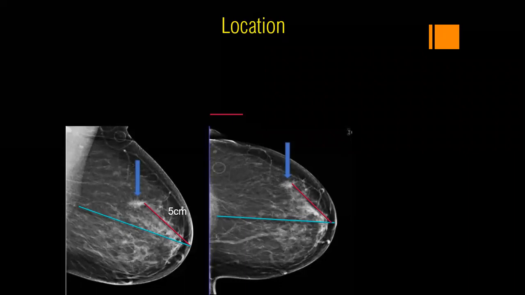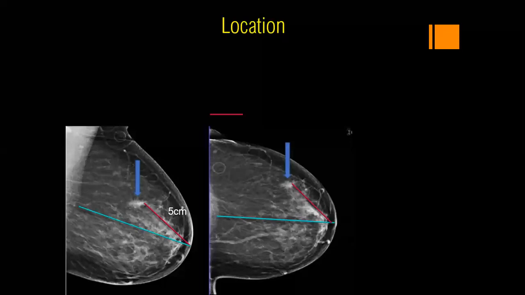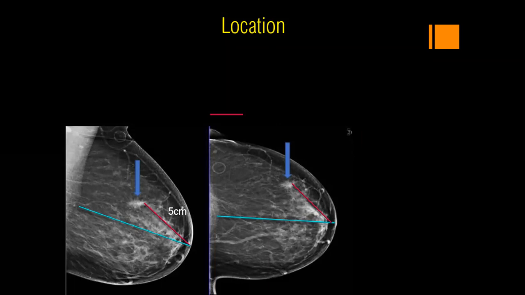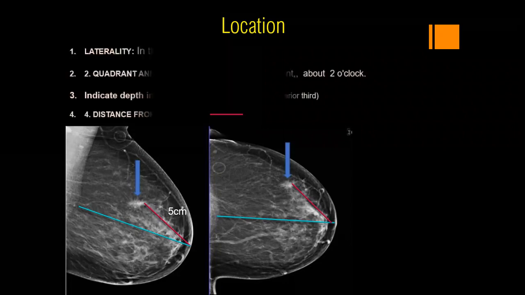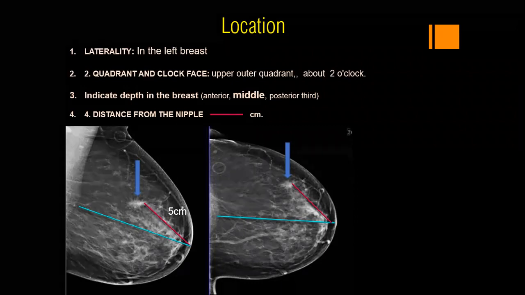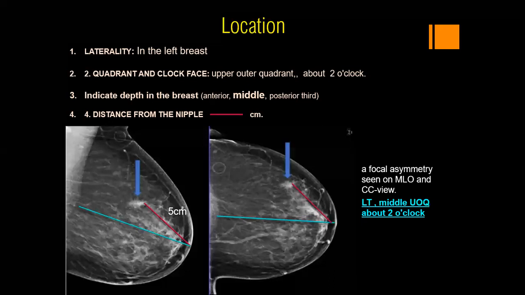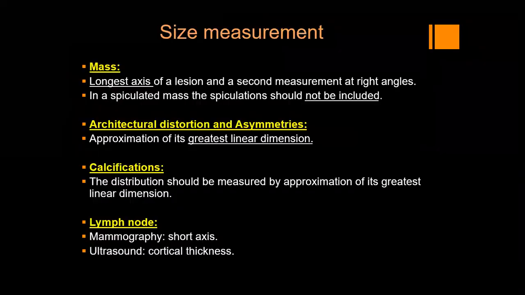5 centimeters. If I ask you by clockwise? Left breast, upper, outer. Yes, around 10 o'clock. 10 is outer in the left breast. Look at the clock. 2 to 3. Yes, about 2 o'clock. Okay. So, the focal asymmetry seen in MLO and CC, left, middle, upper, outer quadrant, about 2 o'clock, 5 centimeters from the nipple. Okay.